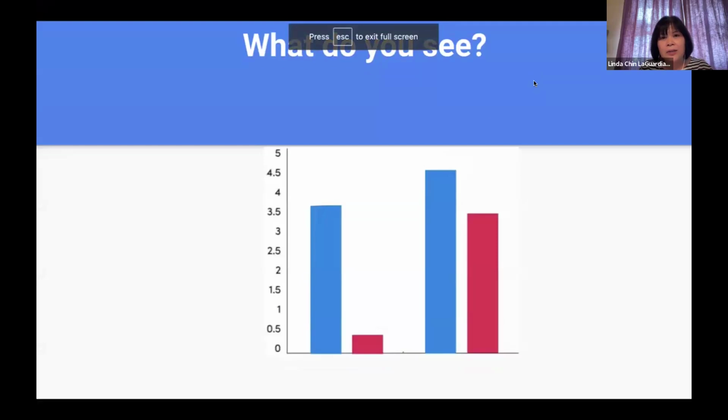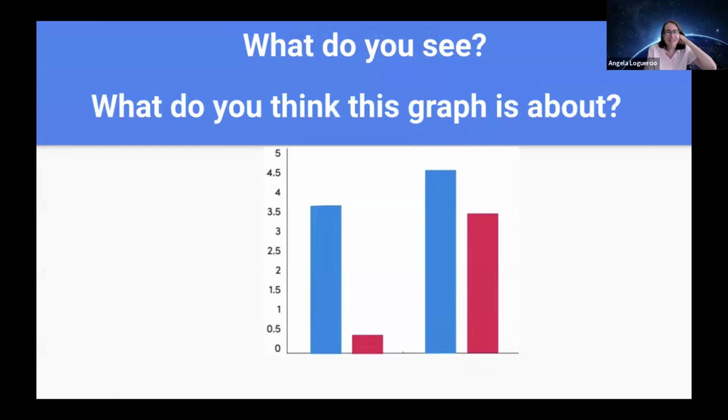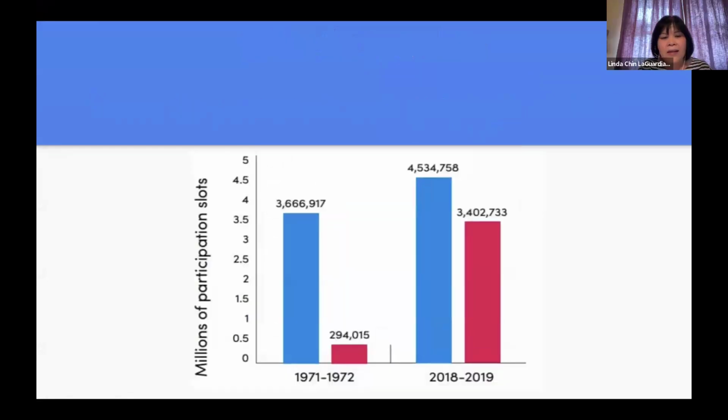I decided to focus on the numbers. I just put the numbers in there and asked them, well, what do you see? The students were comparing the red and the blue and the scale, and they were asking why there are 2 sets. Okay, what do you think this graph is about? And then I started to put in the numbers. I wanted them to think about the numbers and then later think about the content.